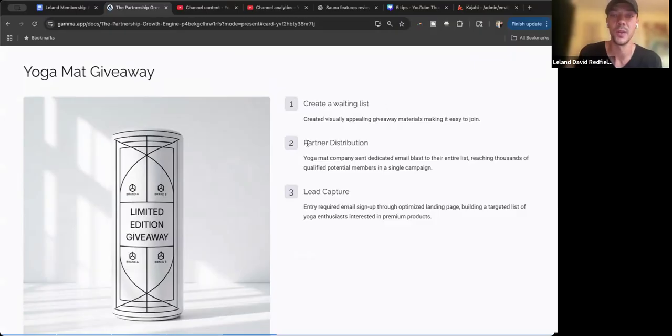And then we relied on the partner's distribution for this, because in this scenario, we didn't have a big list. We didn't have a big audience, right? But we knew the yoga mat company did. They've sold a bunch of mats. People who have bought mats have given them their email, and we're going to tell them, send this email for us, right? And so you use the partner's distribution.